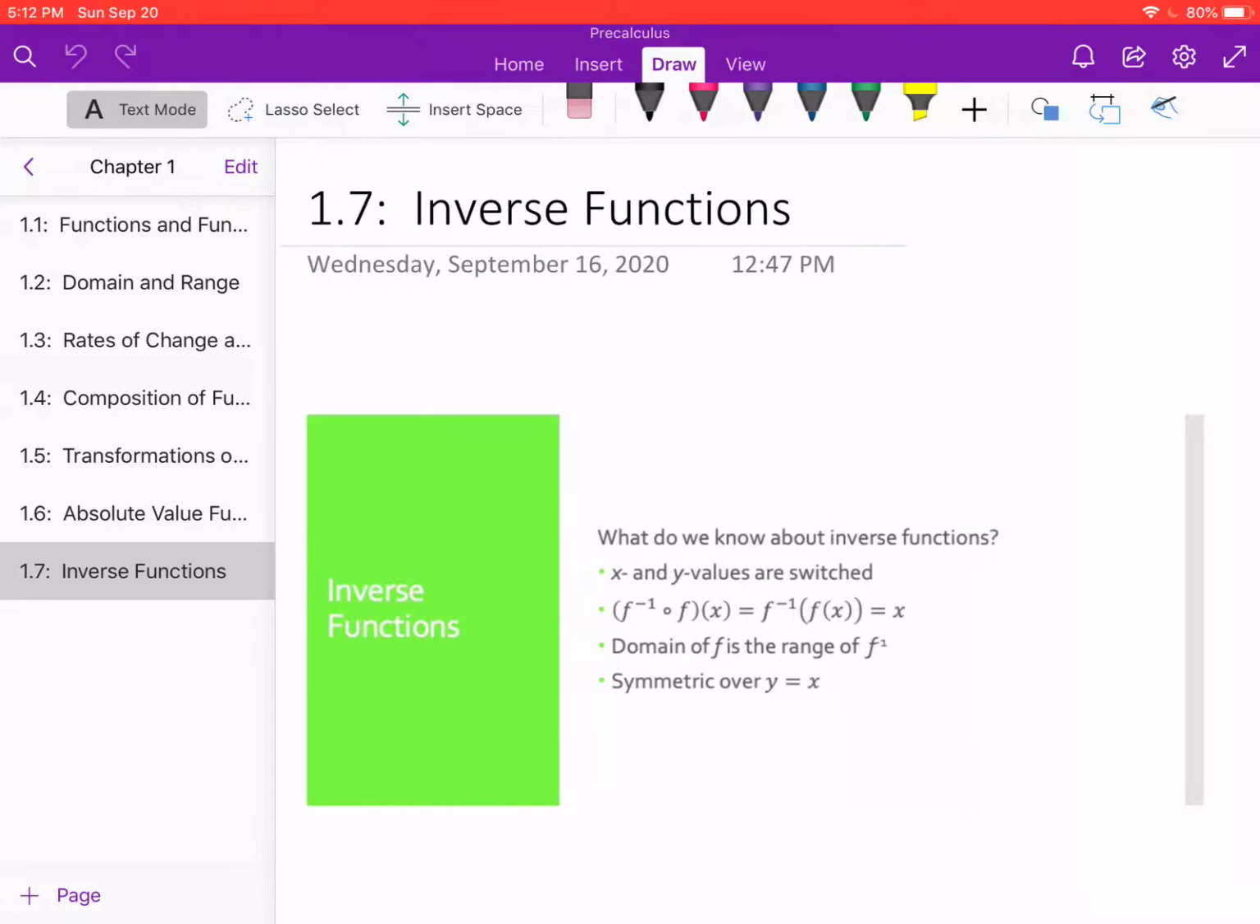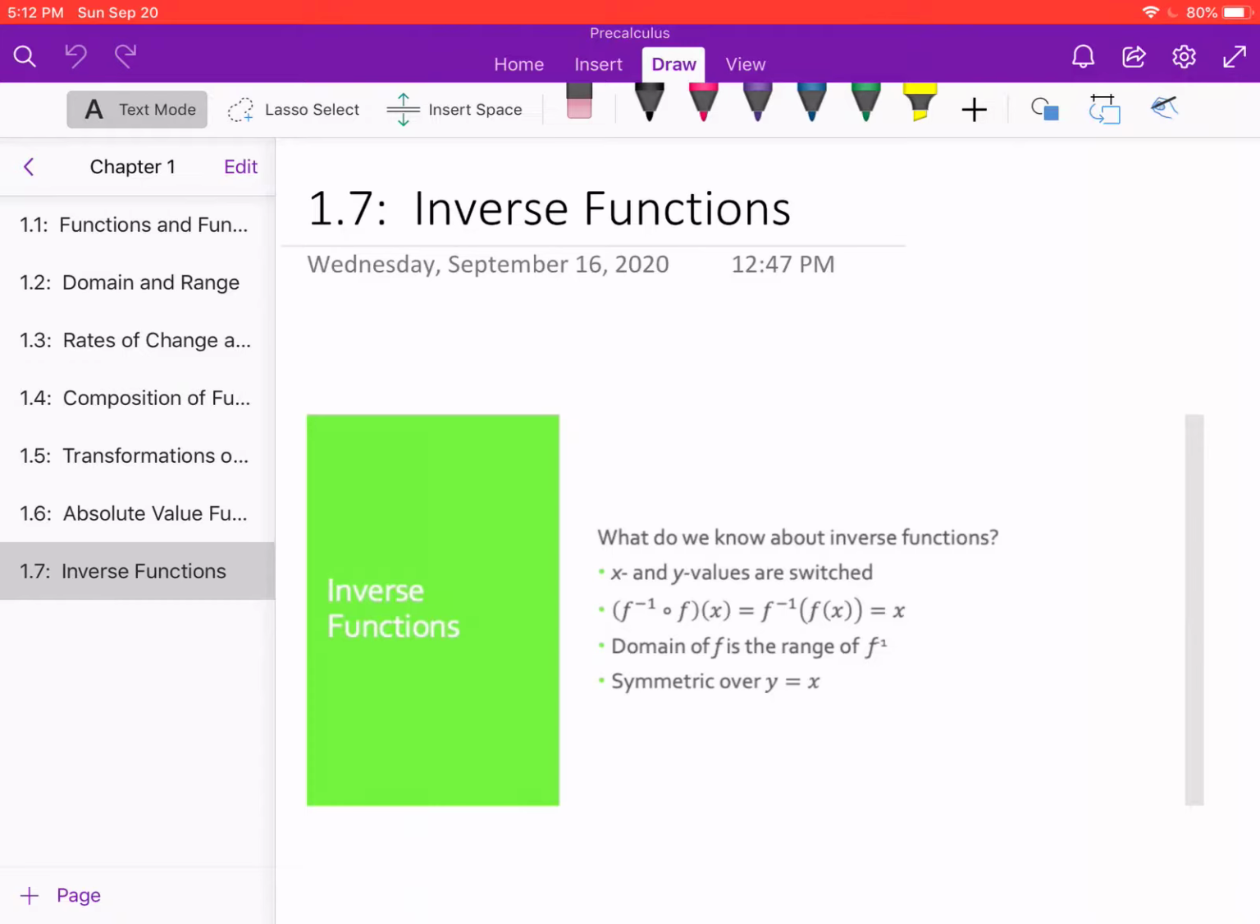This is section 1.7, inverse functions. So what do we know about inverse functions? Well, we know that the x values and the y values are switched. We know that if we do f of g and g of f, both are going to be the same. They're going to be equal to x.